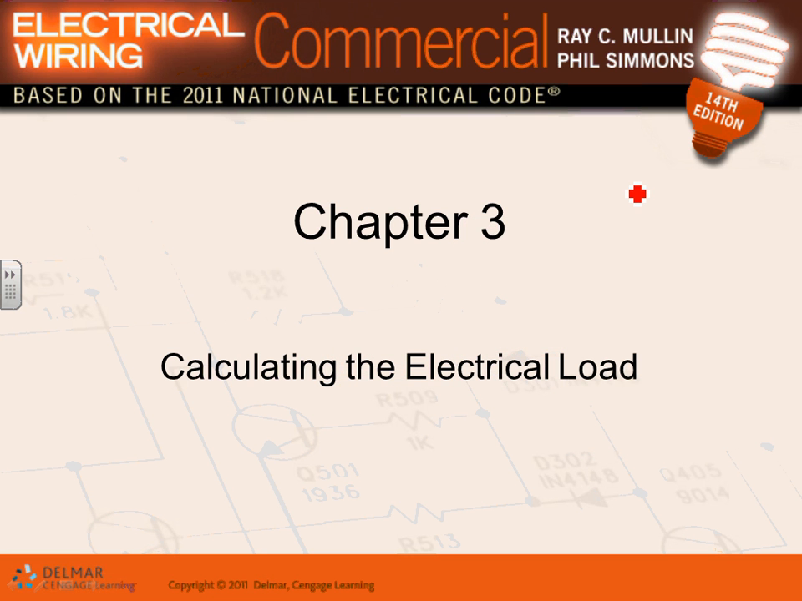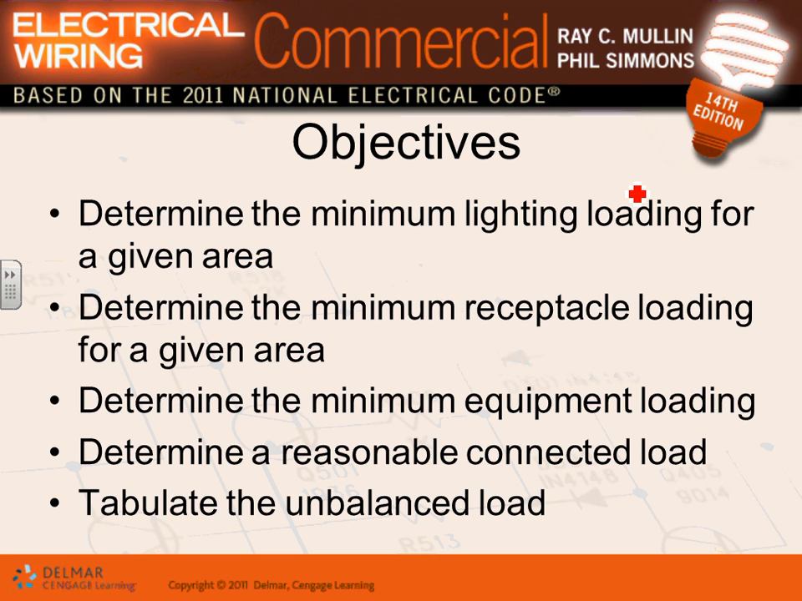Chapter 3 talks about commercial load calculation. So exactly what we have been doing, guys. What I'm going to do is highlight a few things. Determine minimum lighting load. Remember, guys, the lighting load that you did? The 3.5 volt amp per square foot for the building. That's exactly what we did.